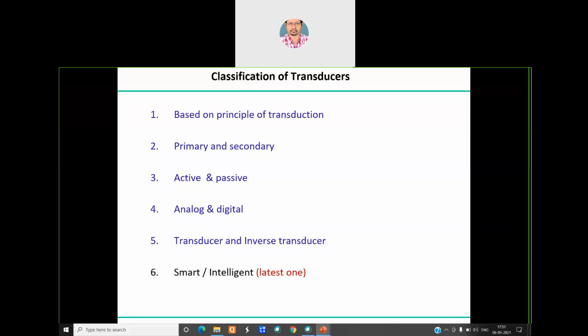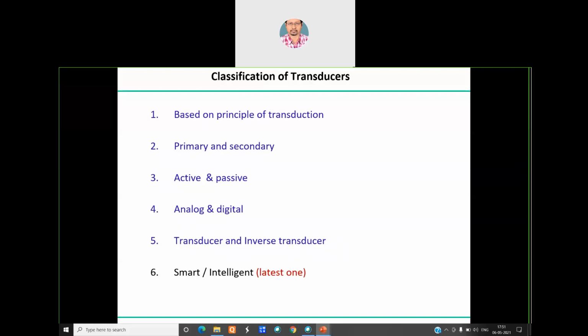In the same way, the same classification can be extended to another category, called primary, secondary, and tertiary transducers. Clear? The third stage. So maximum complexity is the third stage. Rare applications, 2% of applications. Otherwise, most of the 95% of applications are based on one principle only, that is either a primary transducer or a secondary transducer.